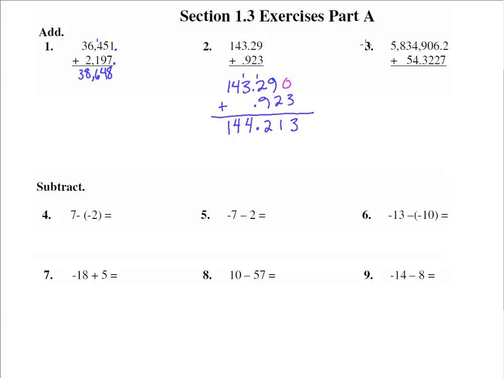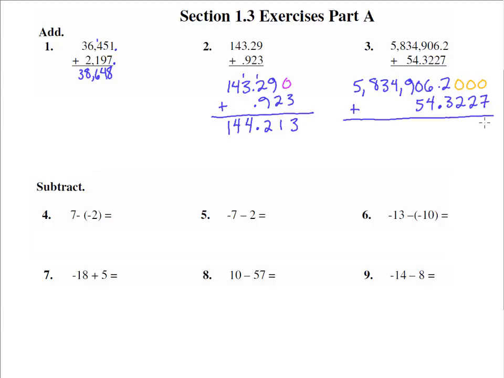Oh boy, number 3, this is a big one, and the decimals really aren't lined up. So let's write it out. This is 5,834,906.2 plus 54.3227. The 5 has to go here and the 4 there, so the decimal can line right up. And then we add them. So here we have zeros. There's nothing up there. So if you'd like to put zeros there, like that, you certainly can. Not necessary, but it may help you do that.